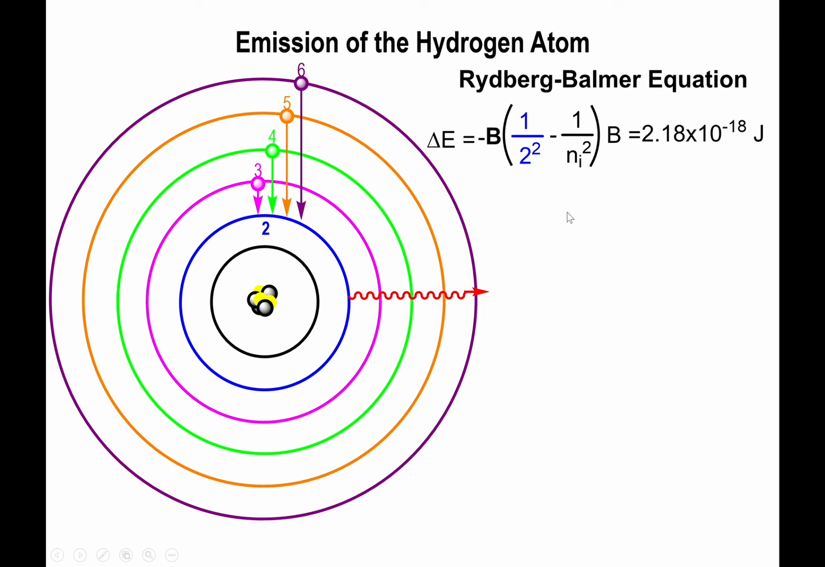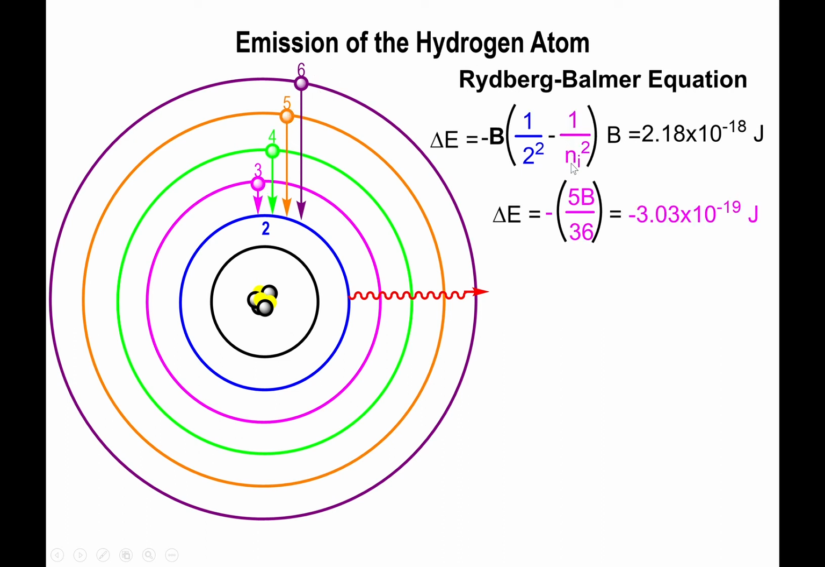And if that happens, n final is going to be 2, so you're going to have 1 over 2 squared for your 1 over n final squared. And your n initial could be any value above it, 3, 4, 5, 6. We're still talking about emission. So in the case where n initial is 3, we're going to have 1 over 4 minus 1 over 9. Carry that calculation in your calculator, multiply by negative 2.18 times 10 to the negative 18 joules, and you'll find out the value is negative 3.03 times 10 to the negative 19.